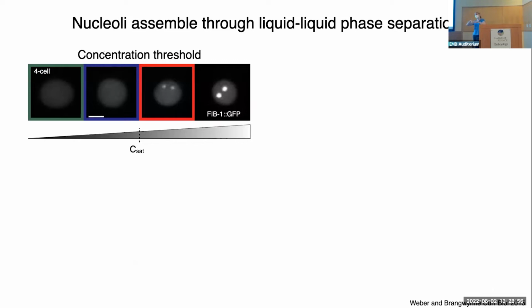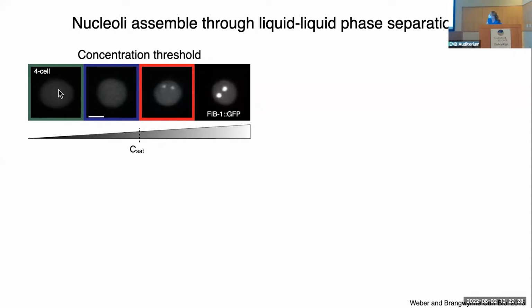We see that they are spherical. They behave sort of like droplets with this fusion behavior. But is this just an analogy or is it a real phase transition? And so the first thing that we did was we can change the size of these embryos genetically, and then that changes the concentration of fibrillarin and other nucleolar components in the nucleus.